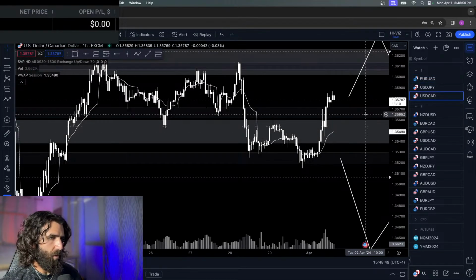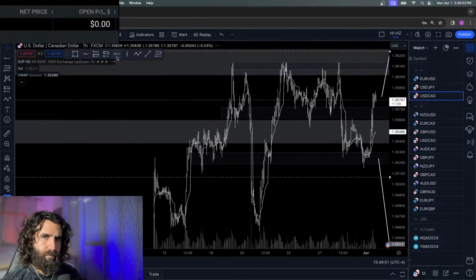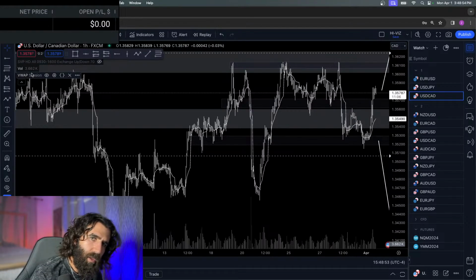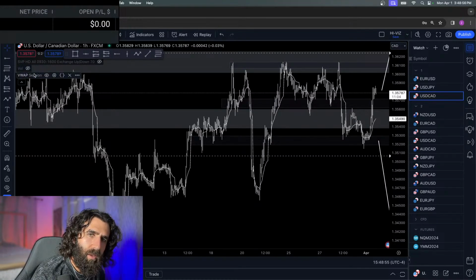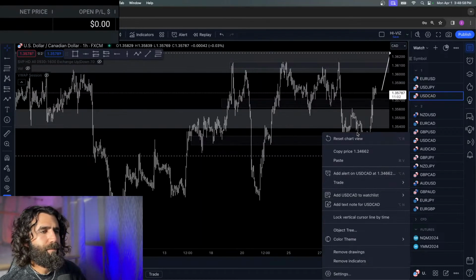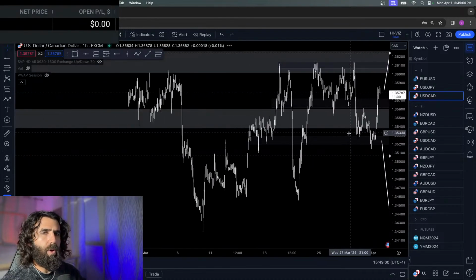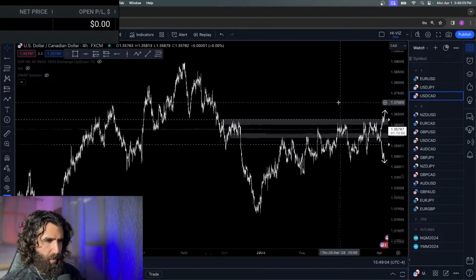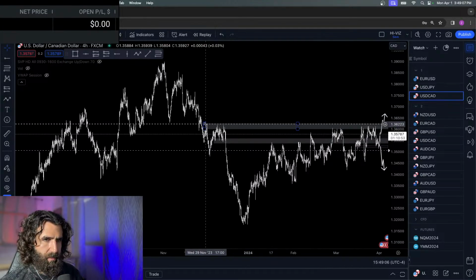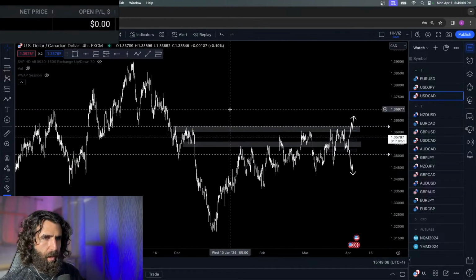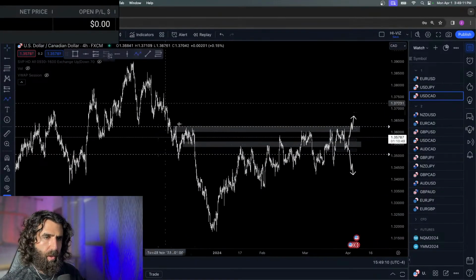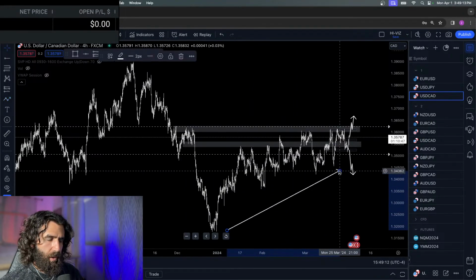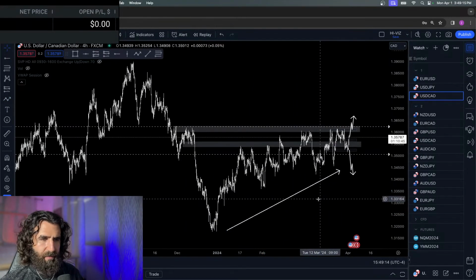Let's start where I was finishing off before. Get rid of the volume indicators. Boom. 1 hour chart on USD CAD. Similar to USD JPY to a degree, where it's at this area of major resistance here. Again, price has pushed up. Higher lows, higher highs. That's how I'm identifying this.